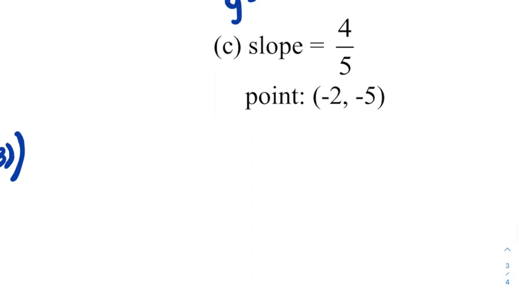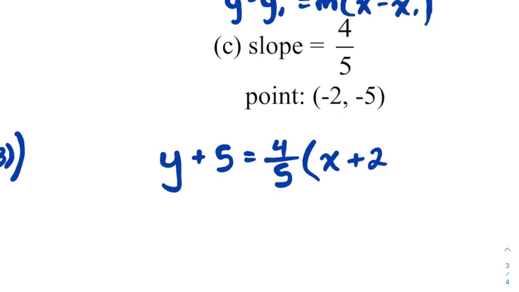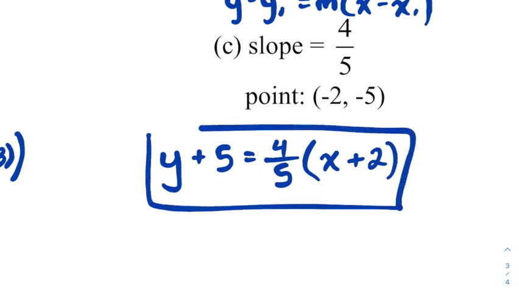Okay. Y minus y1 equals m x minus x1. So that's our point slope form. So it's going to be y minus a negative 5, so that's y plus 5 equals 4/5 x minus a negative 2, so that's x plus 2. And again, we are done. Leave it like that.